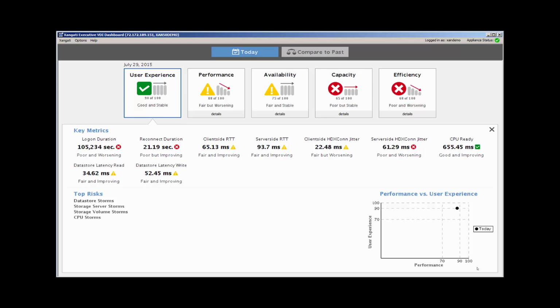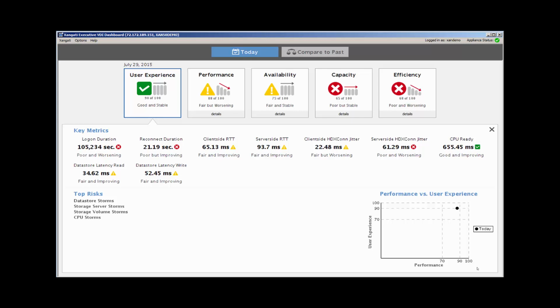The first is looking at the user's experience. Here we're talking about people that are using virtual desktops or virtual applications, and the experience that they've been having of late is good. It's good and stable. So we can see nothing really standing out in terms of the underlying metrics. The logon duration is not so good, so we might want to look into what's going on there. The round trip times look acceptable.